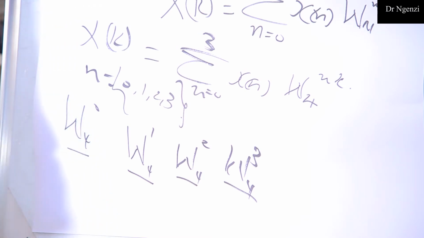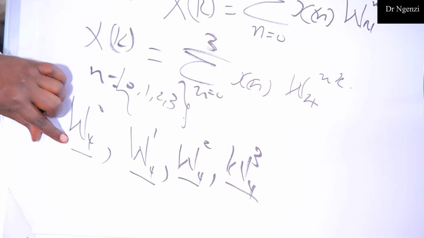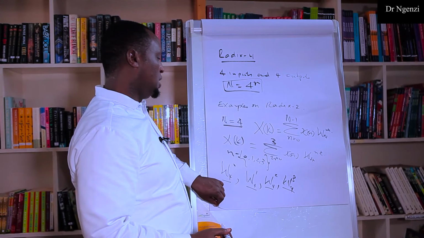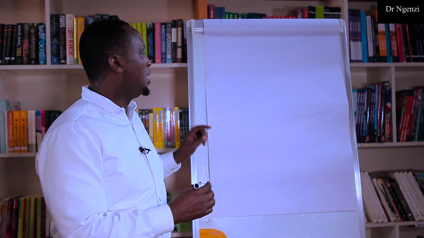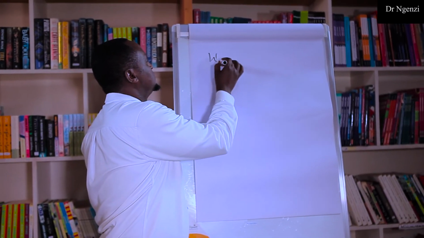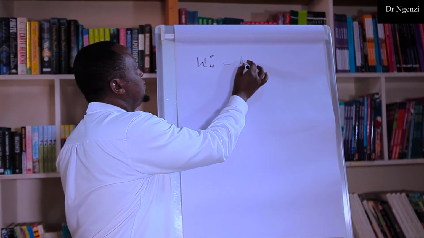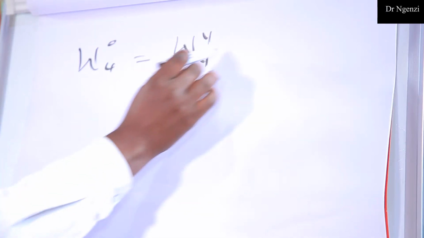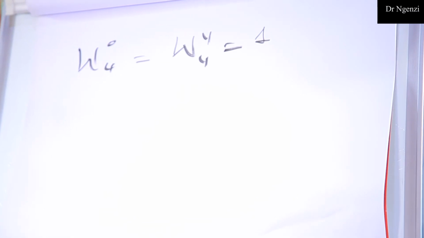So it is very easy to calculate at these points. Then you put your signal, and you substitute into your value, and then you get your answer. You remember when we said W4 at 0 is equal to W4 at 4, for example. And this is always 1. This is the answer we always get.